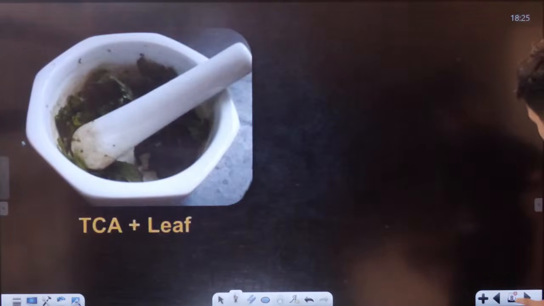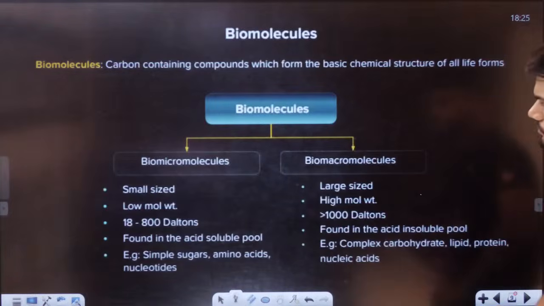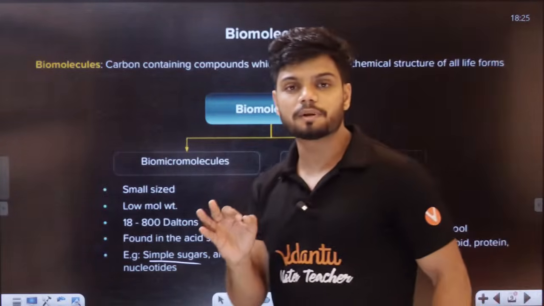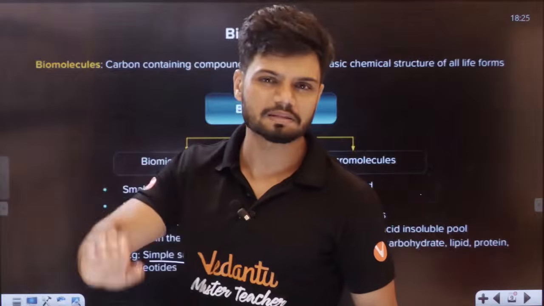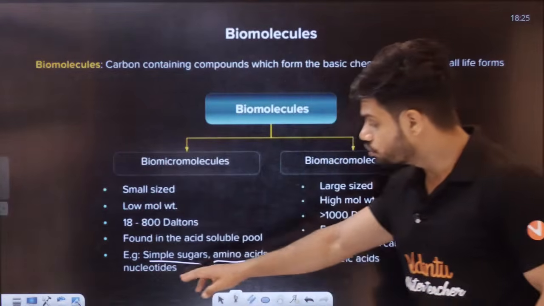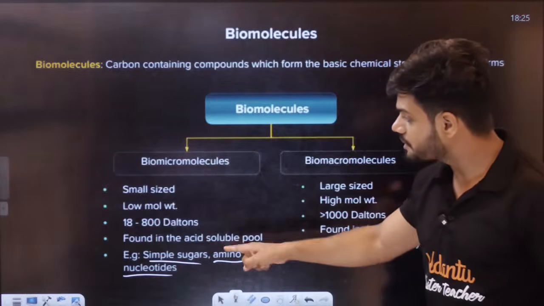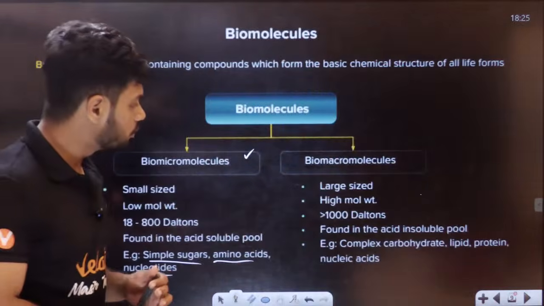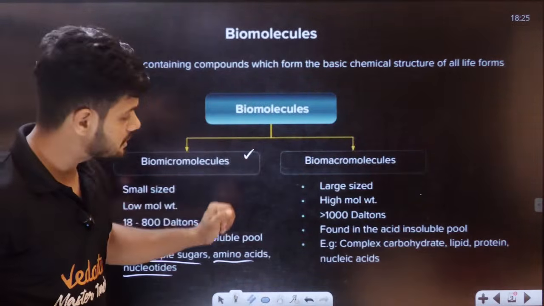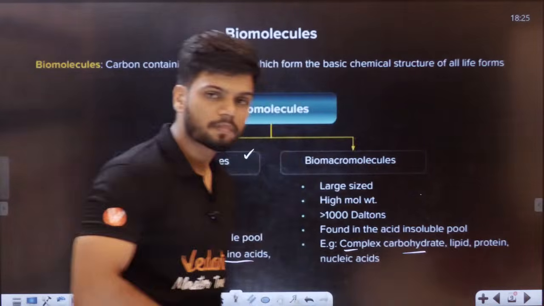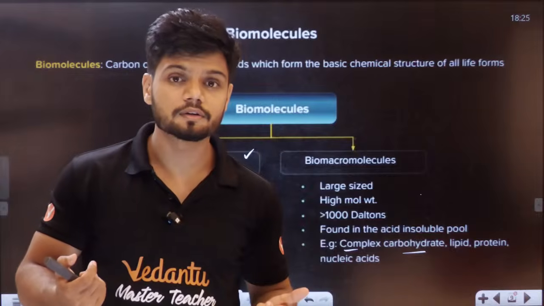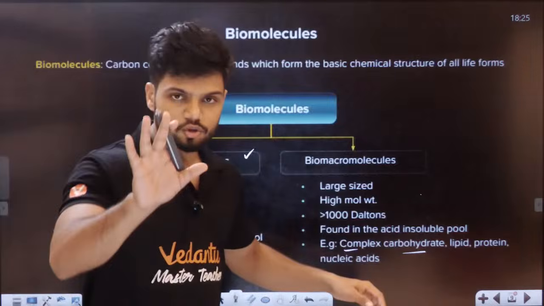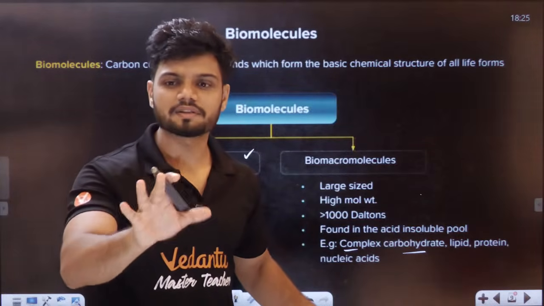Now, students, here is a table which all of you can see. Micromolecule examples: simple sugars. When I say simple sugars, I mean monosaccharides, disaccharides, maximum. Amino acids, nucleotides. All of these are examples of micromolecules. Now, if you look at the macromolecule examples, here we have complex carbohydrates, which include the oligosaccharides and polysaccharides. Students, do not worry if you do not know what oligo is, I'll teach you everything.